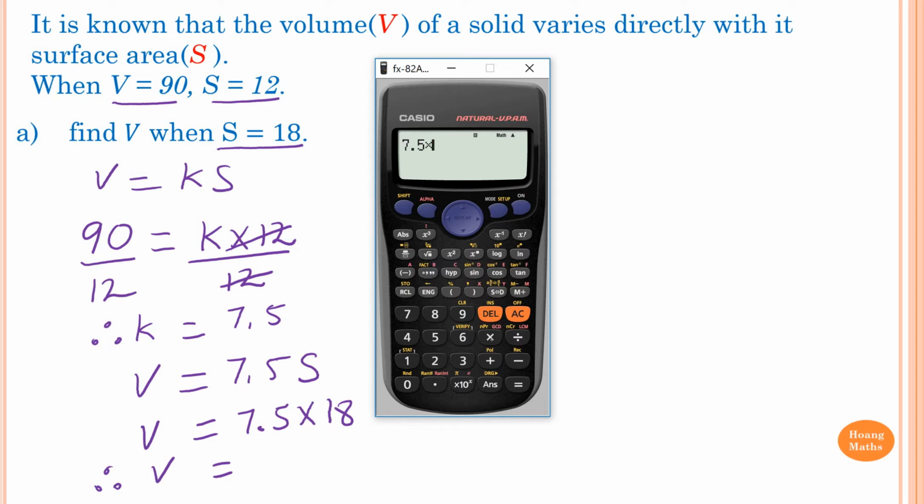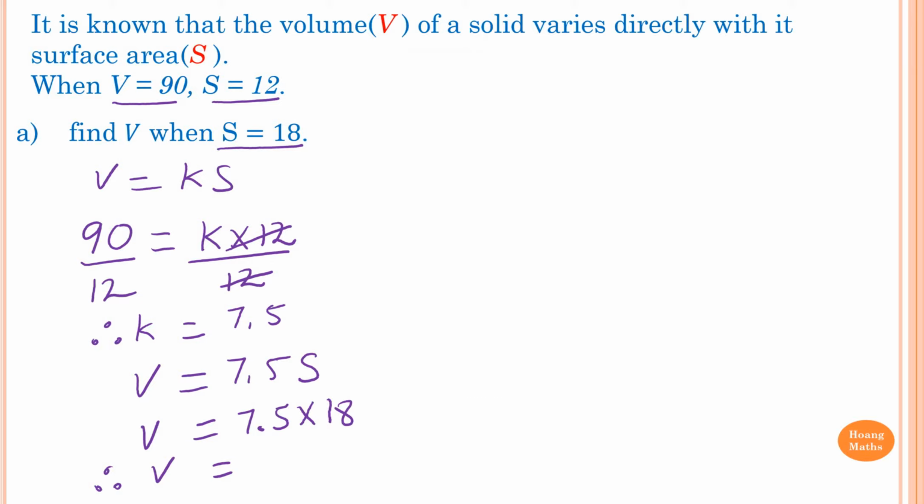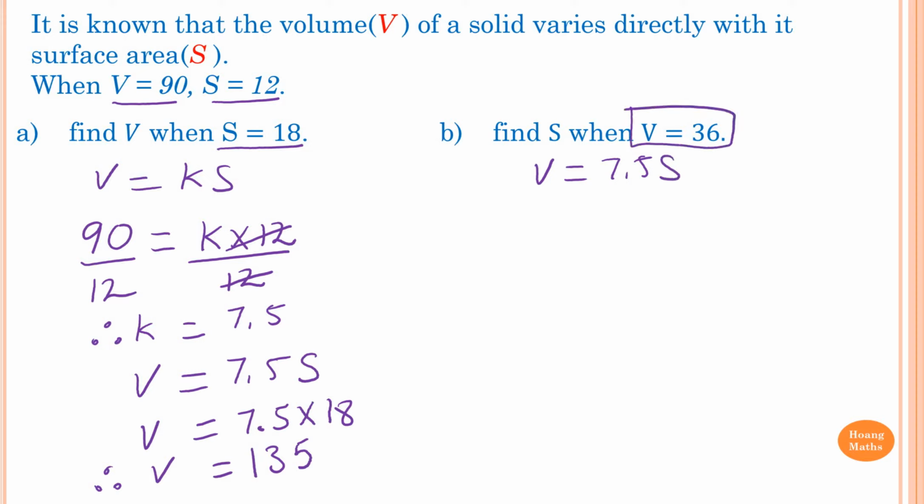7.5 times 18. So that is 135. So therefore V is equal to 135. Part B. Now we already found the equation, which is V is equal to 7.5S. So now V is equal to 36 this time, which is 36 is equal to 7.5S.